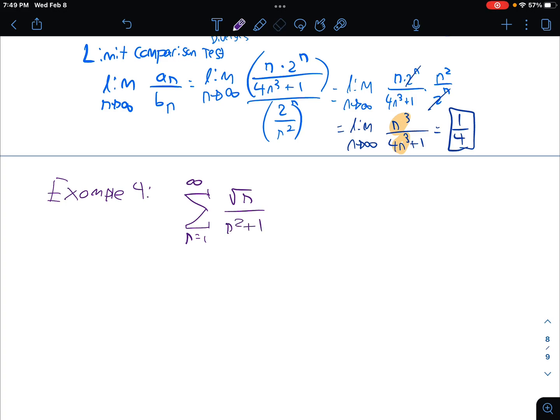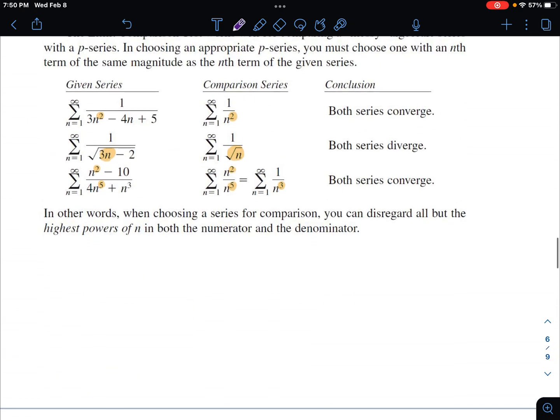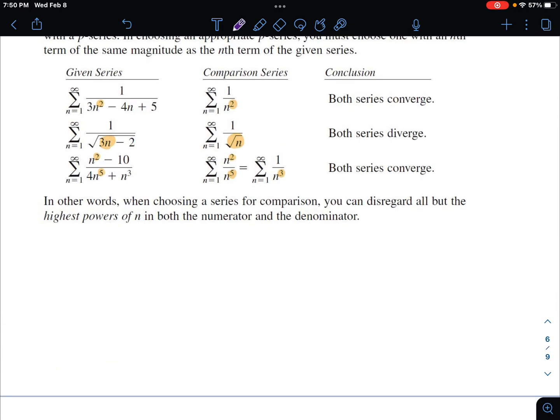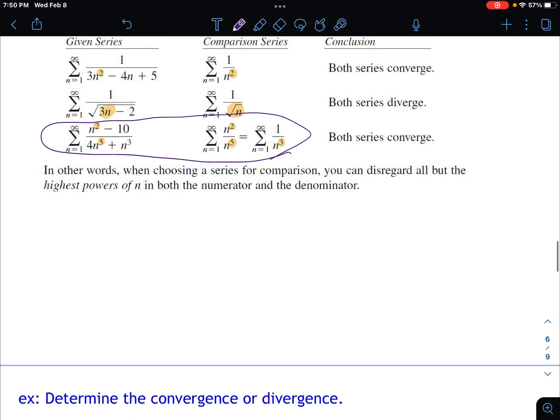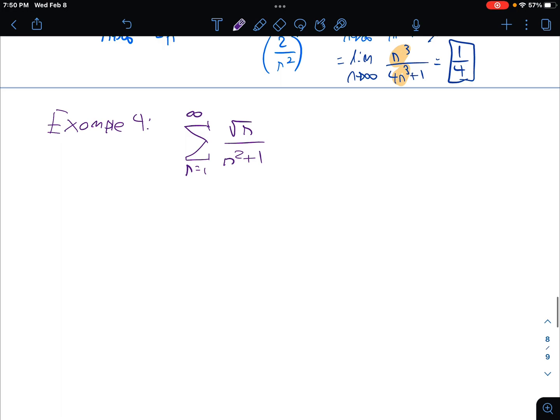I'd like you guys to please try this out for me. If you're having an issue trying to figure out what to compare it to, please take a look back at this third section on our notes and try to figure out what you're supposed to do. Okay, so go ahead and try this one out. Determine if it converges or diverges.